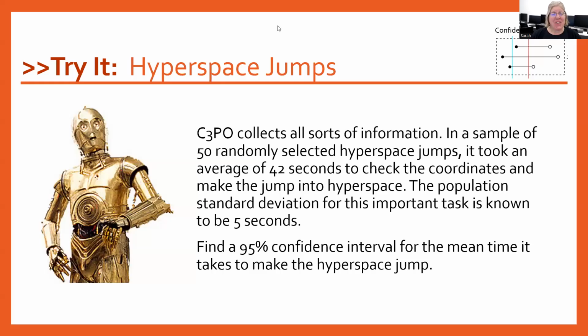Right, here is our first confidence interval we're going to do from start to finish. And what better than C3PO and hyperspace jumps? So C3PO collects all sorts of information. In a sample of 50 randomly selected hyperspace jumps, it took an average of 42 seconds to check the coordinates and make the jump into hyperspace. The population standard deviation for this very important task is known to be 5 seconds. Find a 95% confidence interval for the mean time it takes to make the jump to hyperspace.